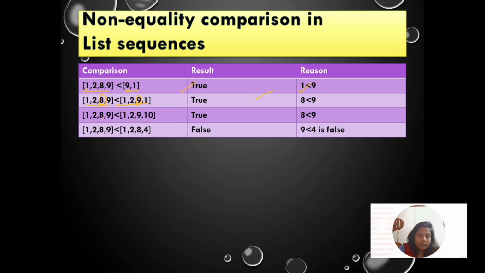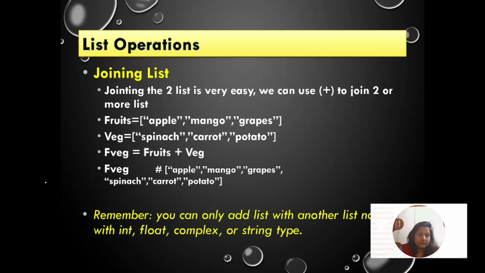Again, the third one: 1, 2 are the same, here 8 and here 9. Again the third element is compared, so the result is true. Again here 1, 2, 8, 9, and the fourth element is compared because all the first three elements are the same. 9 and 4, but 9 is greater than 4. That's why your result is false. I hope everyone knows how to do the non-equality comparison.